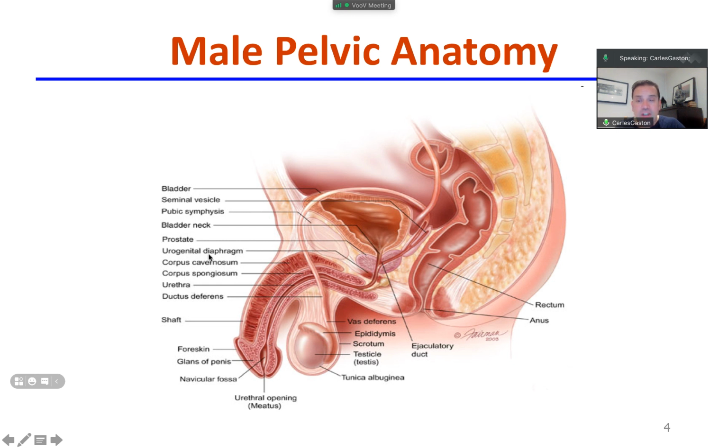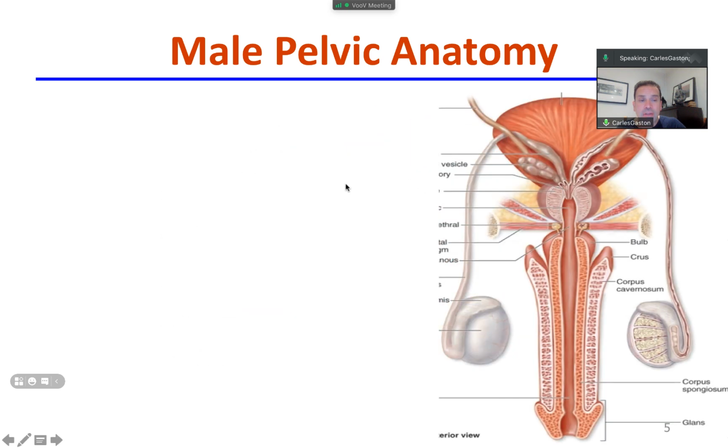There are other structures such as the bladder before, and also the urogenital diaphragm here, the corpus cavernosum, and the corpus spongiosum. So those are the main gross anatomy of the male reproductive system.